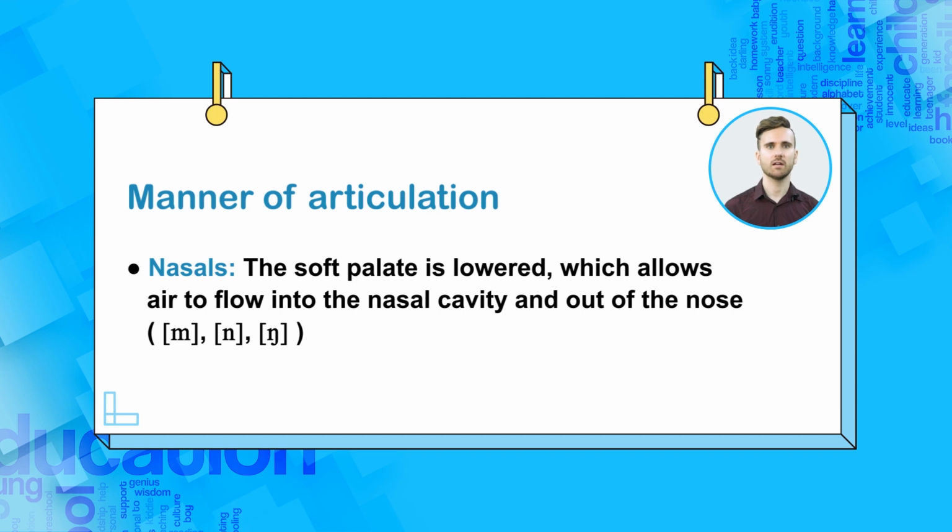If you want to check that you are correctly producing nasals, then put your finger on the side of your nose. You can feel your nose vibrate when you say a nasal, but not when you say other sounds.